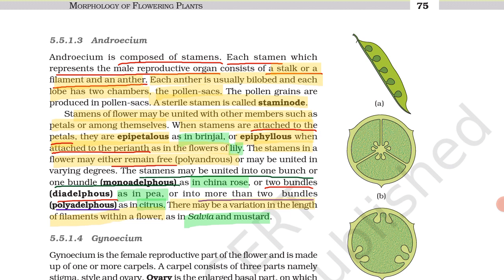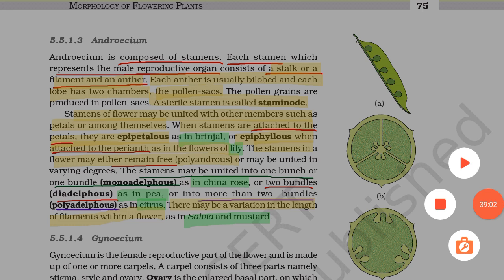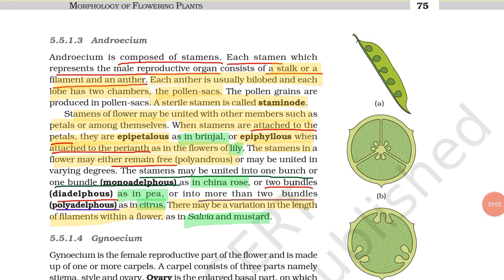Each anther is bilobed, and each lobe has two chambers. These two chambers are called pollen sacs. In the pollen sac there is production of pollen grains, and when the pollen sacs are not able to form pollen grains, it is called a sterile stamen, also called staminode.